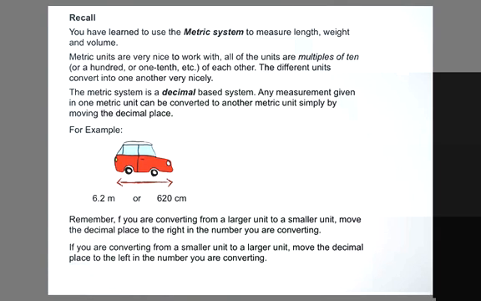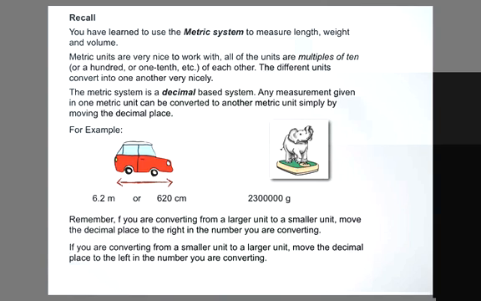If you are converting from a smaller unit to a larger unit, move the decimal place to the left in the number you are converting. For example, the weight of an elephant is 2,300,000 grams, or 2,300 kilograms.